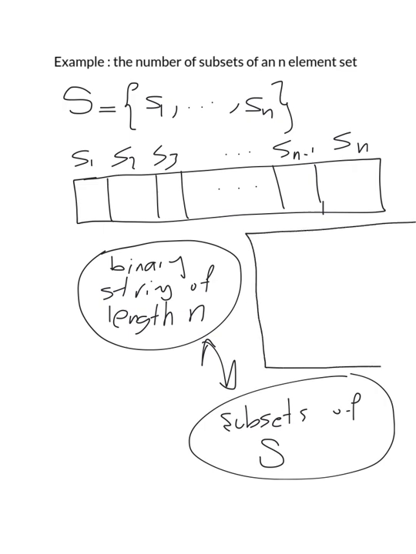So let me write it here. Let W1 through Wn be a given binary string. Define a set S sub W by the following rule: Si is in S sub W if and only if Wi is 1.